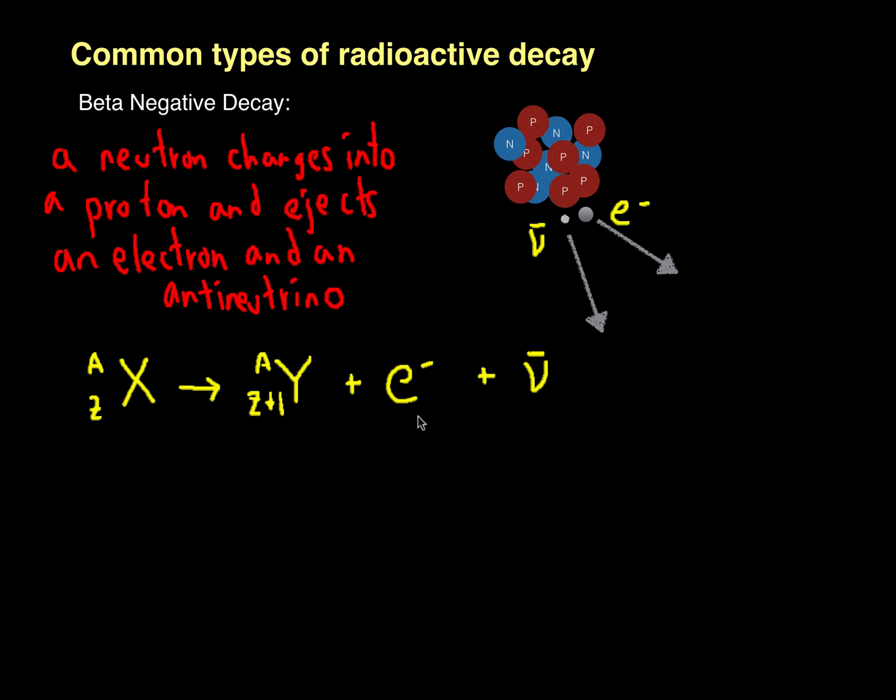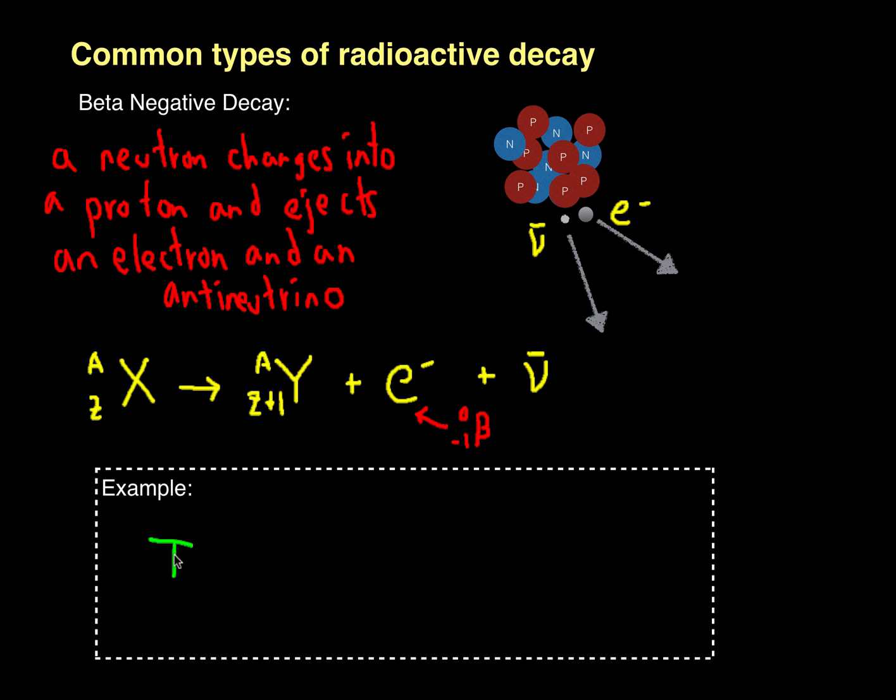You might sometimes, instead of seeing an electron written, see the beta particle notation written, which is beta 0, negative 1. Iodine 131 is a good example of beta-negative decay. Iodine 131 has an atomic number of 53. When it decays in beta-negative, it turns into the xenon nucleus. It maintains the same atomic mass, 131, but increases its atomic number by 1 to 54 because a neutron is turned into a proton.